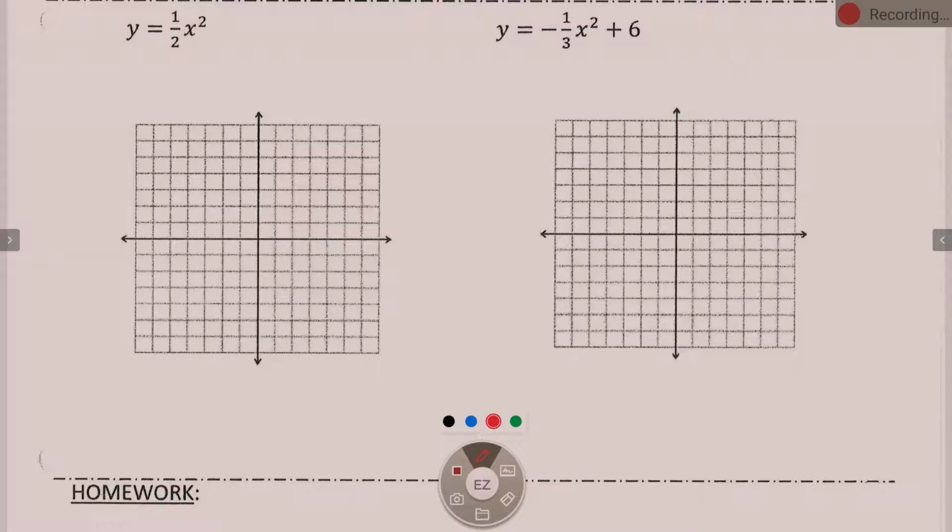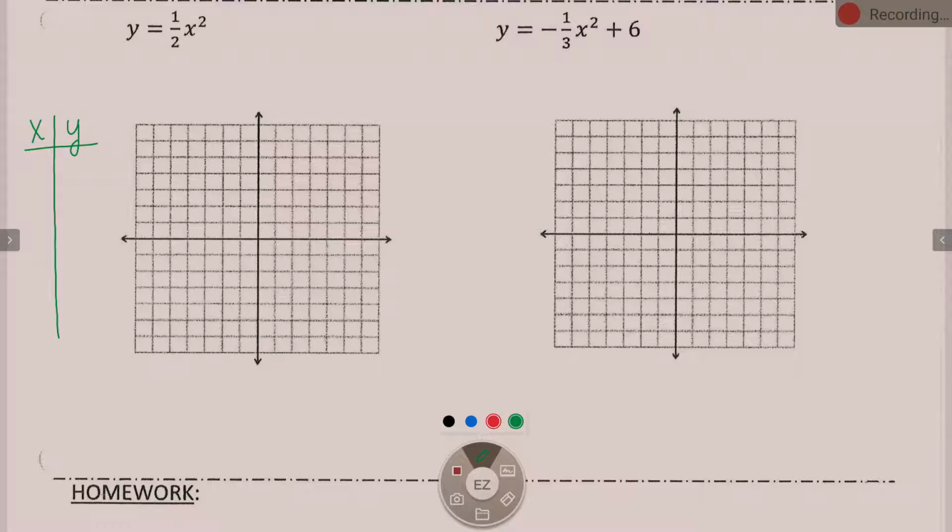Okay, y equals 1/2 x squared. Okay. Gotta make the X and Y chart. What numbers do we like in our xy chart? 0, 1, 2. Normally I like 0, 1, 2. I still do to an extent, except how do you feel about graphing fractions?